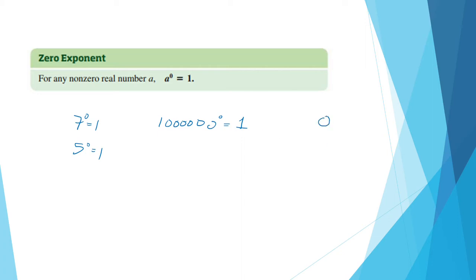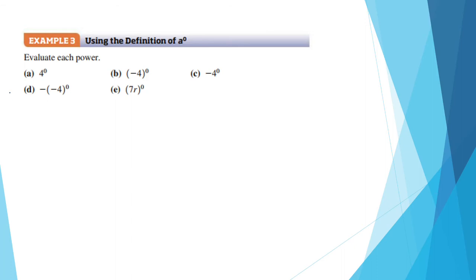But 0 to the 0, that's undefined. This doesn't work for 0. But any other base besides 0, it works. This is a formula you should remember. So let's try some of these definitions. Part A, 4 to the 0. Well, according to our definition, that's just 1.